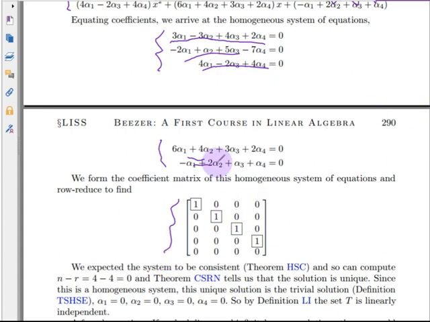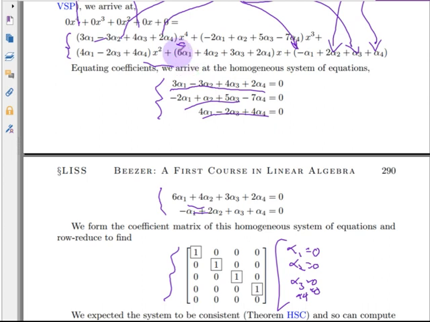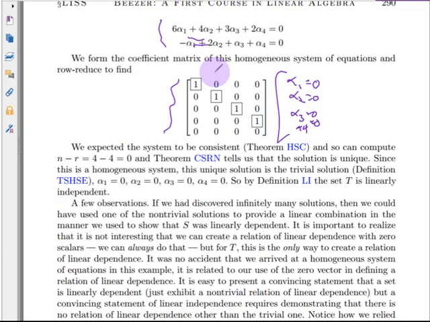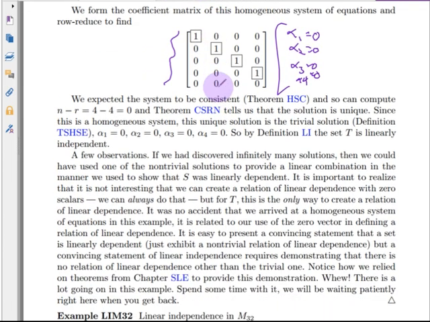When we try to find the solution alpha 1, alpha 2, alpha 3, alpha 4 from this reduced form, you can see that you read off the equations here. This first row represents alpha 1 equals 0. Second row represents alpha 2 equals 0. Third row represents alpha 3 equals 0. Fourth row represents alpha 4 equals 0. The only way to get a linear combination of these polynomials that gives me the 0 vector is to set all of the coefficients equal to 0. Only the trivial relation holds. The polynomials are linearly independent.